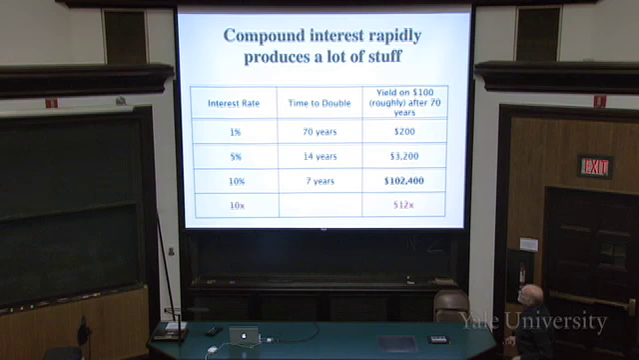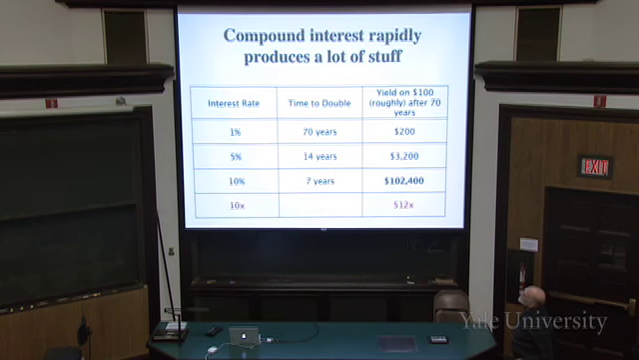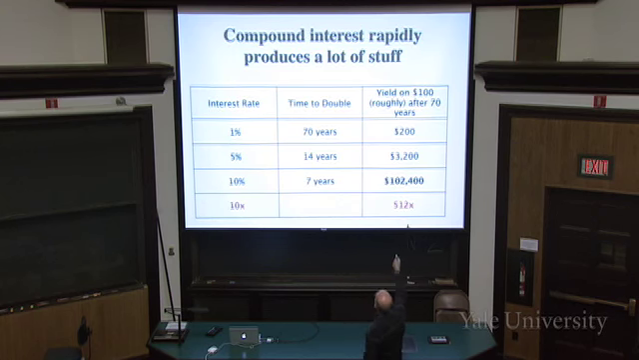So the basic point that I want you to get about compound interest is that it will very rapidly produce a whole lot of stuff, and that the rate of multiplication is quite a bit faster than the arithmetic difference in the interest rate. The idea of this whole chart is to show you that a small difference in interest rate can make a huge difference in the outcome.